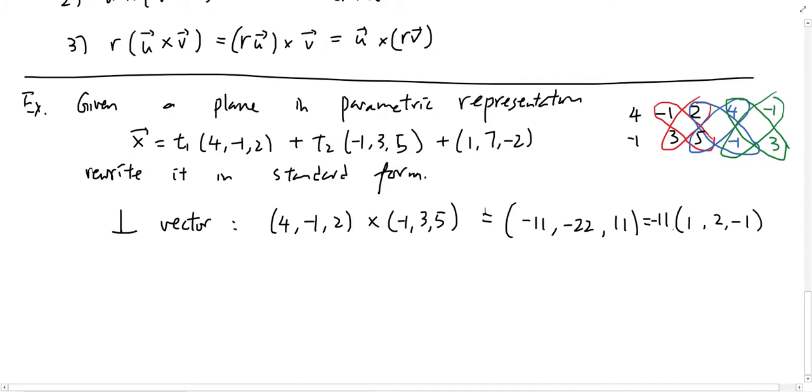So I could definitely use negative 11 times (1, 2, negative 1) as my perpendicular vector. But I don't see why I need the negative 11. So in this case, I'm just going to let P be (1, 2, negative 1).